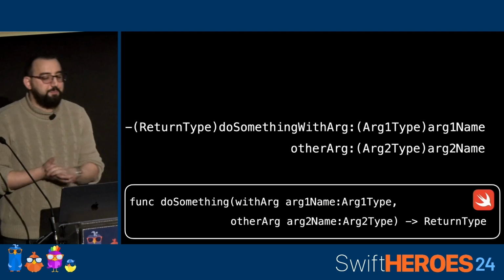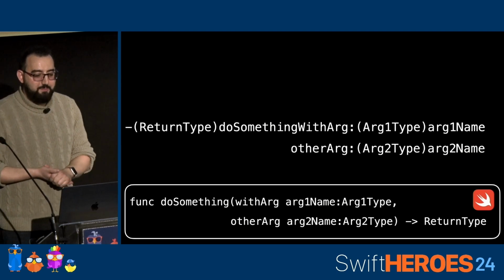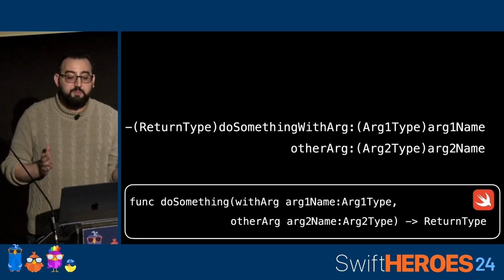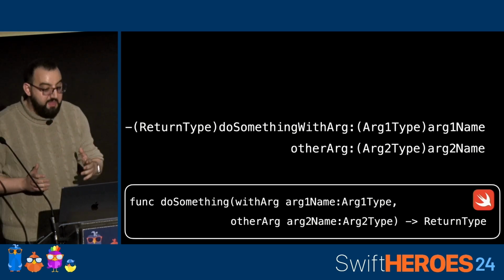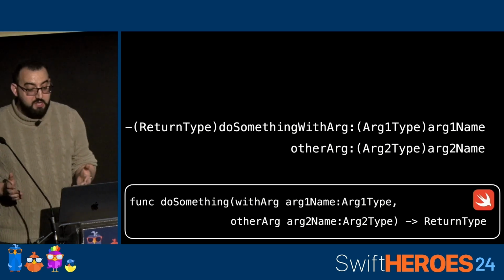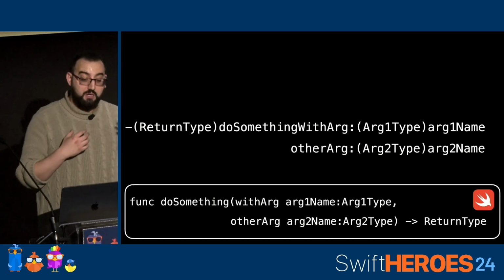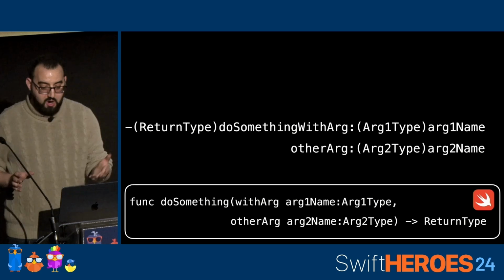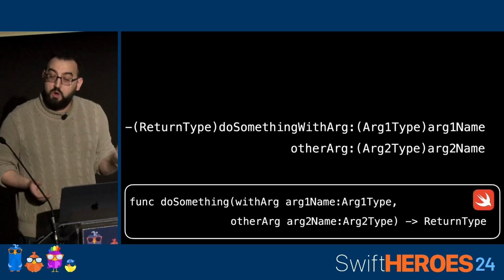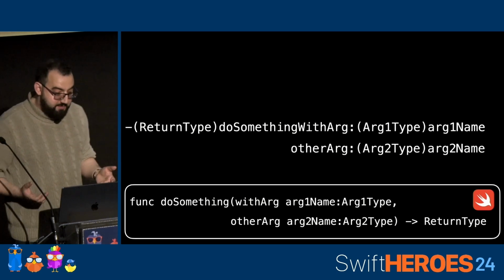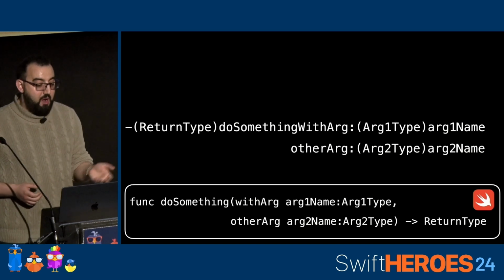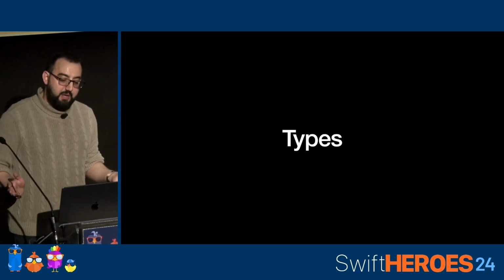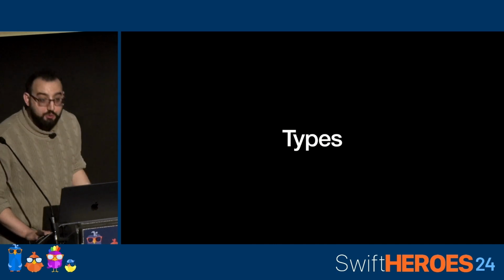All right, here's where it gets a little different. So first thing to note, this tiny note, that dash at the beginning of the method signature in Objective-C denotes an instance method. So if we change it to a plus, that would denote a class method. But we still have our method signature, doSomething with arg, other arg, our argument names, arg1 name and arg2 name, our argument types, arg1 type and arg2 type, and our return type called return type. So what are these actual types? Let's talk about what types you might actually use.